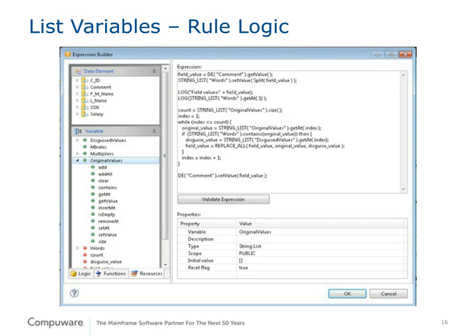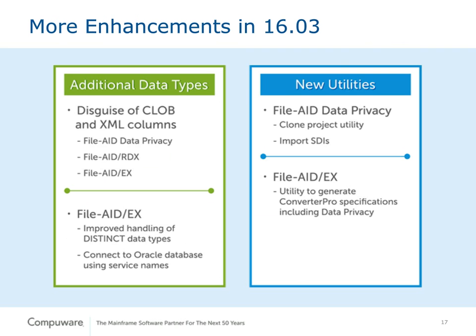Okay, now let's look at a couple more enhancements that are new in 1603. We have added support for the disguise of CLOB and XML columns from both File-AID RDX and File-AID EX. CLOB and XML column support is also available in File-AID EX 532 along with Data Privacy 502.